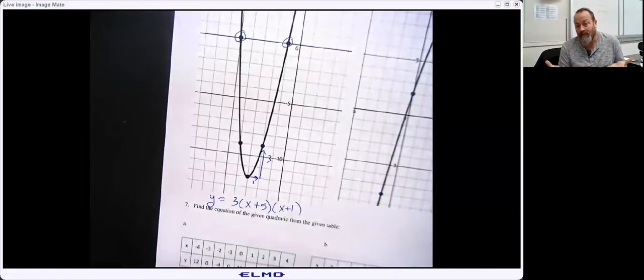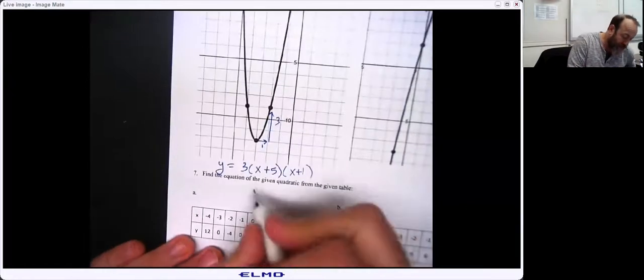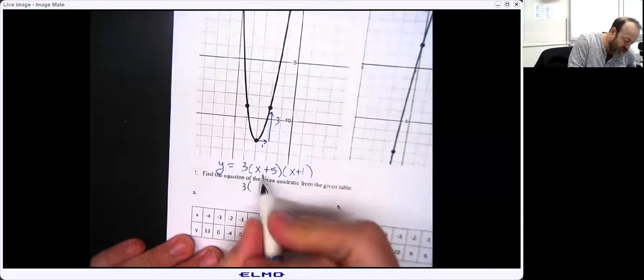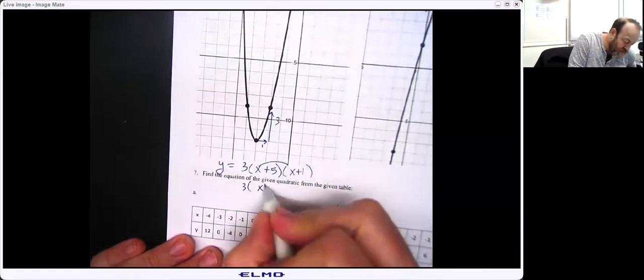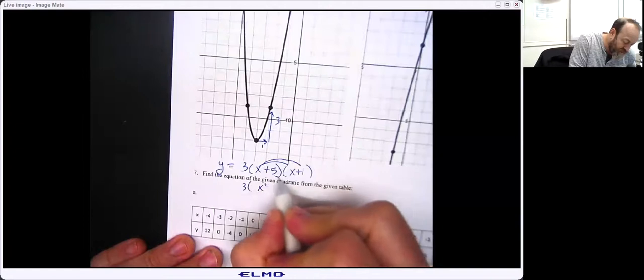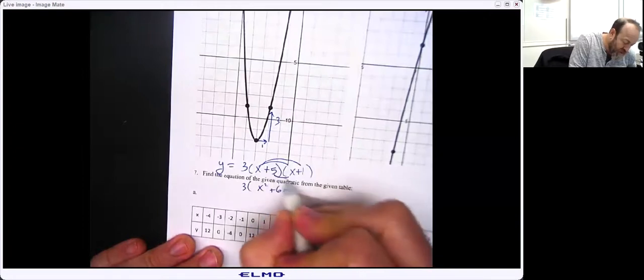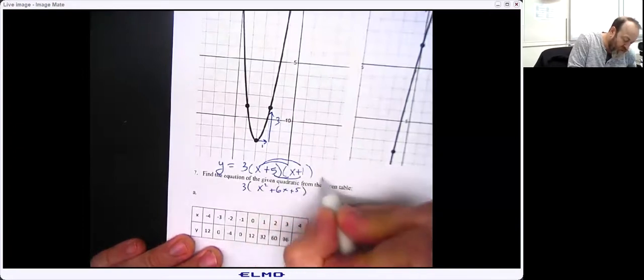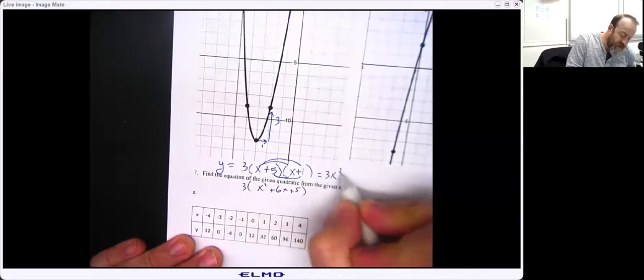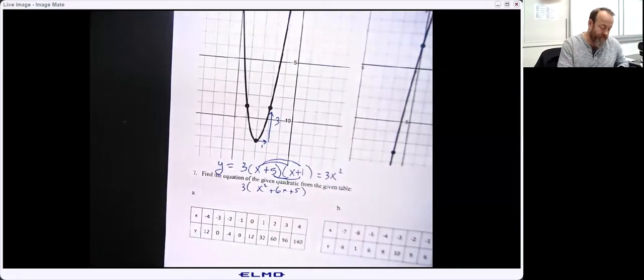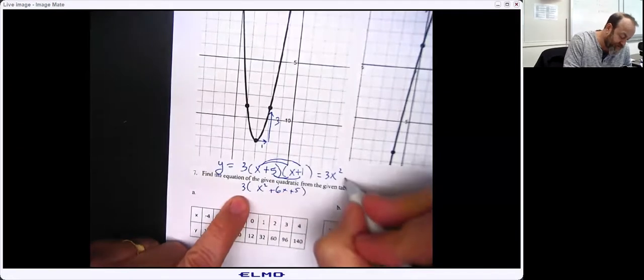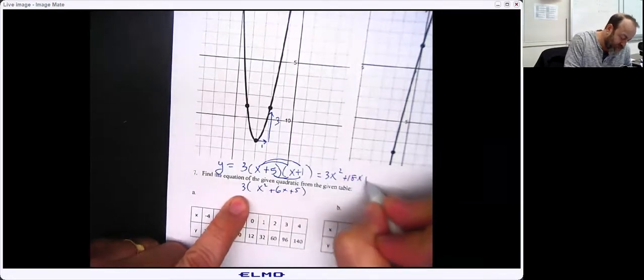Now keep in mind that's in factored form. If you wanted it in standard form, we can multiply that out, which I'll go ahead and do. So x times x is x squared. Then I've got an x and a 5x makes 6x and a 5. So if we were going to write that in standard form, I have 3x squared, I have 18x's, and 15.